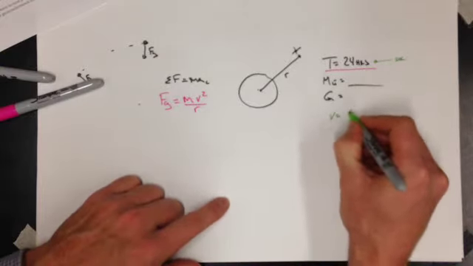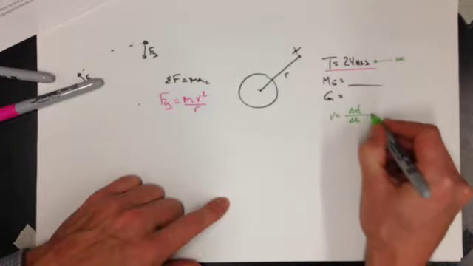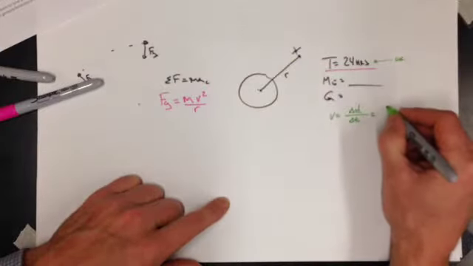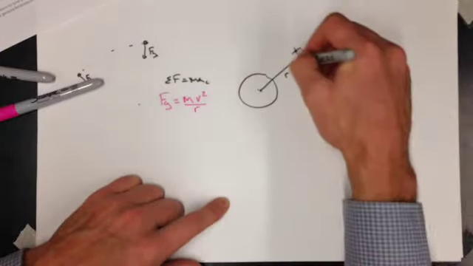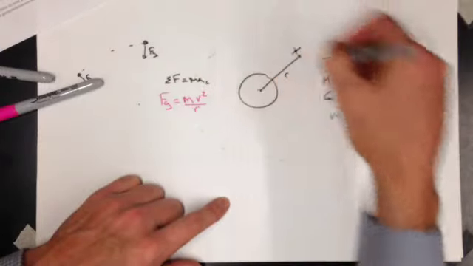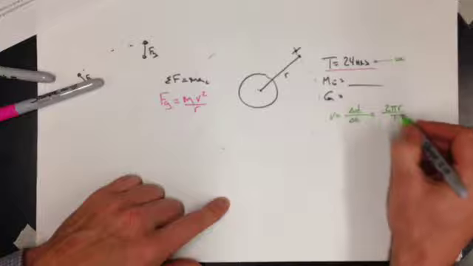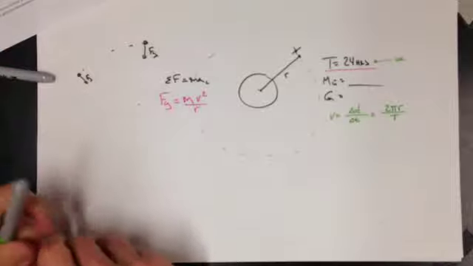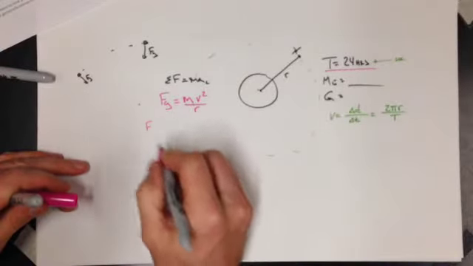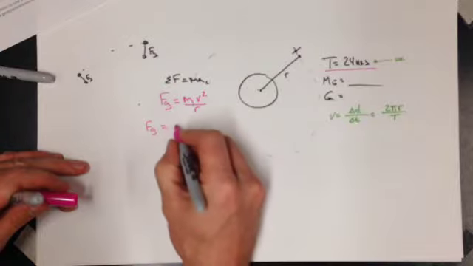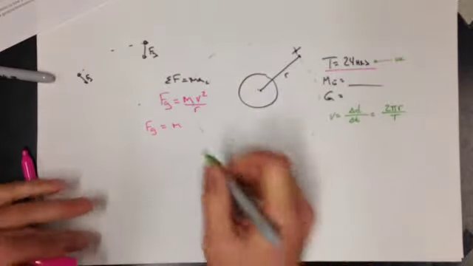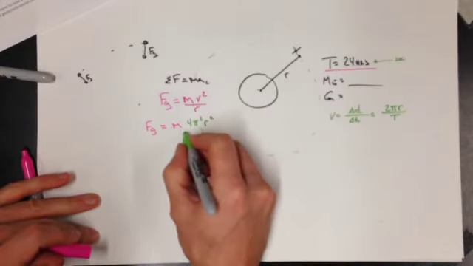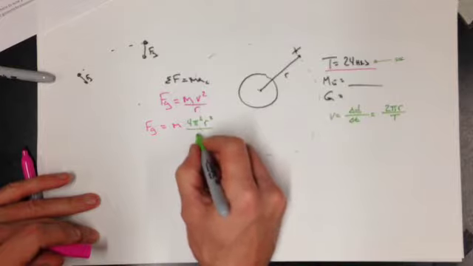So we know that velocity is equal to the change in distance over the change in time. The change in distance, since we're talking about the period of time for it to go around once, is going to be 2 pi r. That's the circumference of the path that this satellite will take at that distance r, over the period T. Now let's plug that in over here. My force of gravity is equal to m v squared over r. So I'll plug in for v squared. Now I'm squaring this, so that ends up being 4 pi squared r squared over T squared.